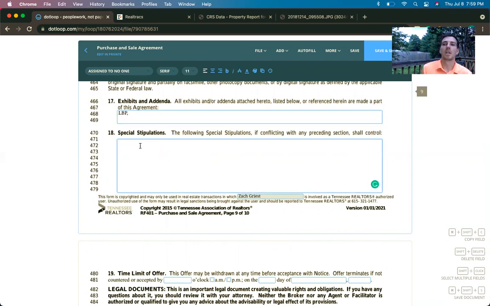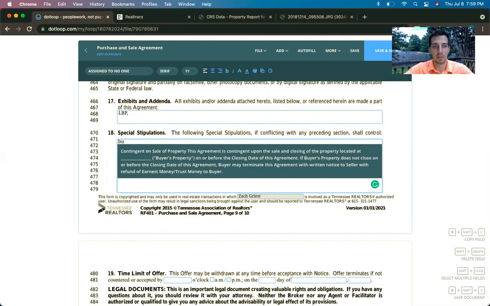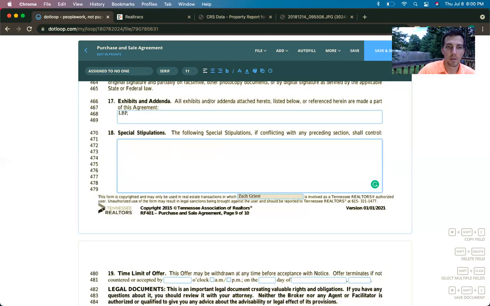Special stipulations. So again, if you want to override anything in the contract, here is where you would do it, in special stipulations. I also added several very common clauses that people use. And if you start typing it out, it will actually input it in here. So for example, I was going to type buyer contingent on the sale of property. This agreement is contingent upon the sale and closing of the property located at blank, buyer's property, on or before the closing of this agreement. So I've added a lot of clauses that people add in here. So you can start typing them if you need them.